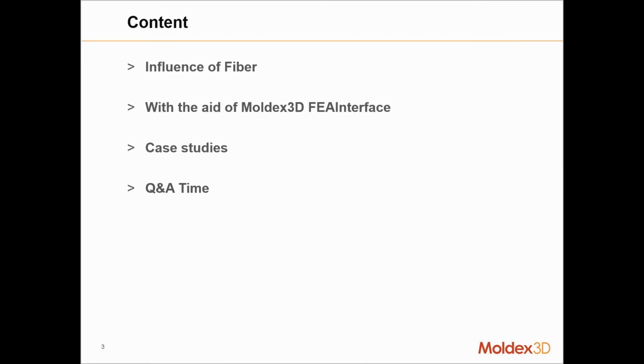So the content of today's webinar, we will go through how fiber influences structural parts. We will talk about how we can use the Moldex3D FEA interface to help aid in structural analysis, comparing isotropic and anisotropic properties and how your structural simulation will reflect these anisotropic and isotropic mechanical properties due to your fiber orientations. I'll show you some case studies, and then we'll wrap it up with any questions, comments, and concerns.